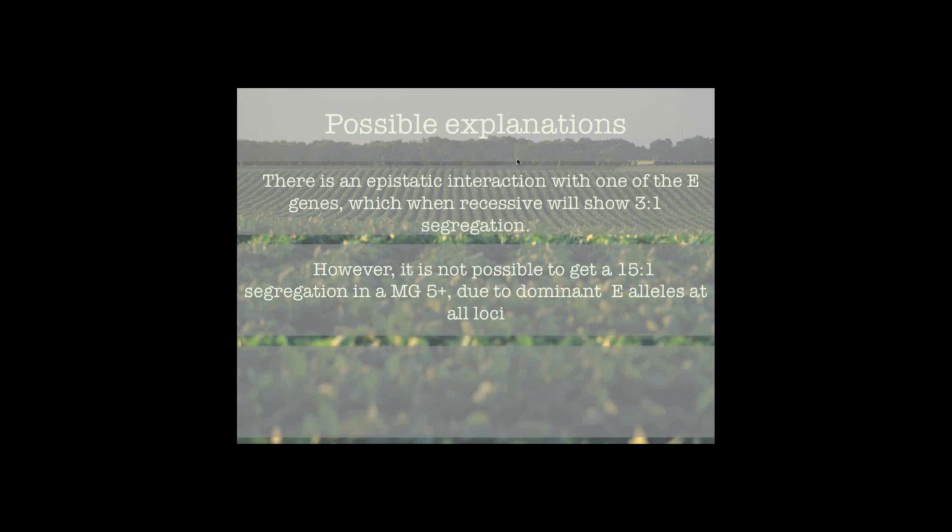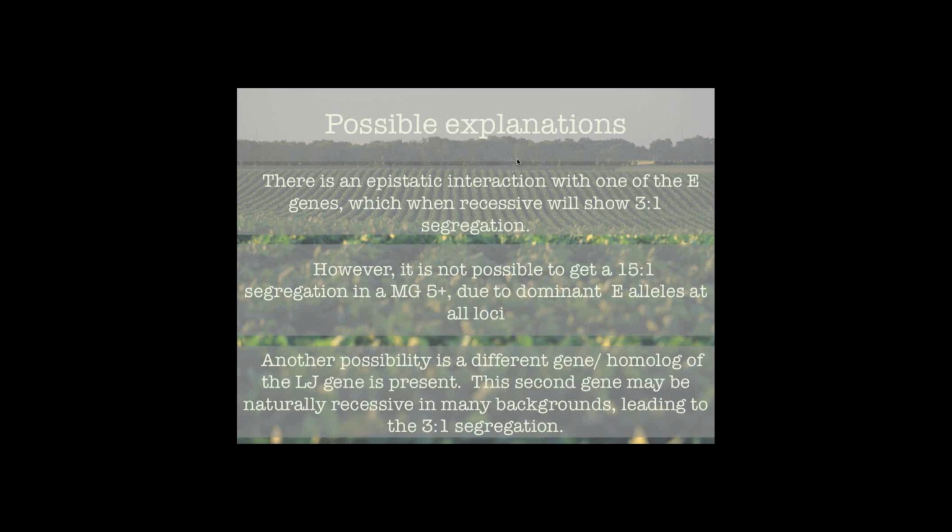However, the segregation ratios wouldn't make sense in the maturity 5+ groups, because all of maturity 5+ are going to have dominant alleles at all of the E loci. So you wouldn't be able to get the 15-to-1 ratio because you would never have the opportunity to introduce a recessive E gene. Now, this is complete speculation.